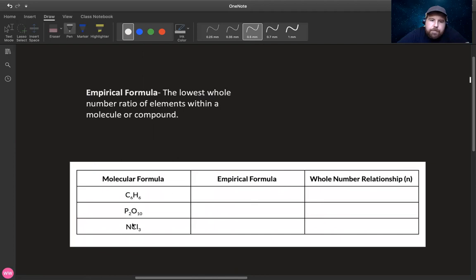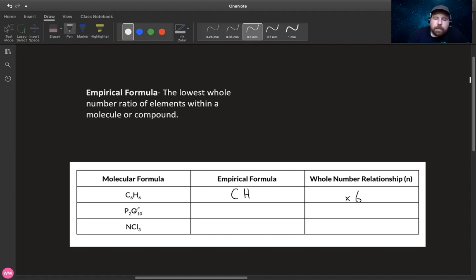So let's check this out. Let's look at the molecular formula for three different compounds here and determine what the empirical formula is based off of the information that we have. First we have C6H6. If you're paying attention here, the lowest ratio that we can have between the carbons and hydrogens is a 1-to-1 ratio. And the relationship between CH and C6H6 is a multiplication of 6.